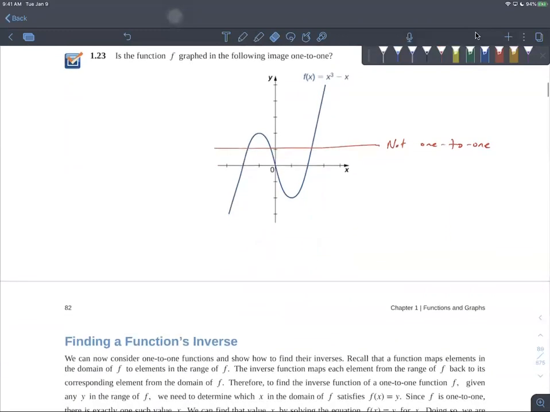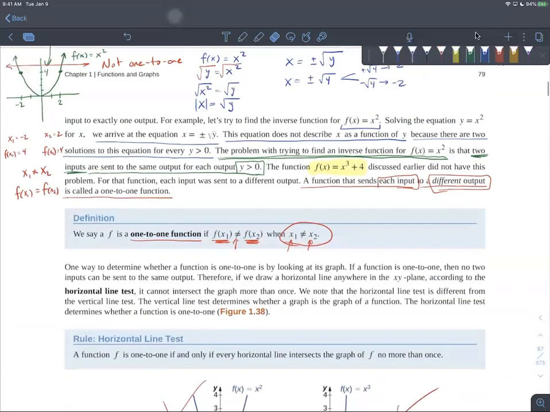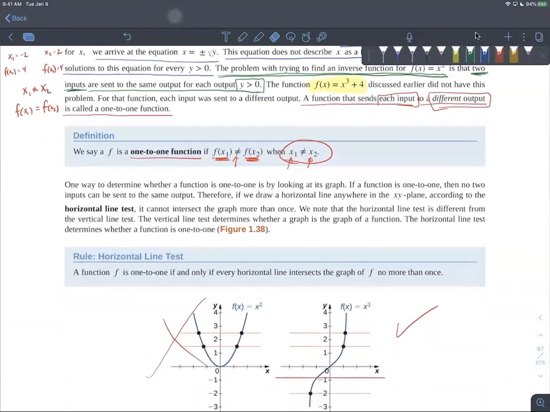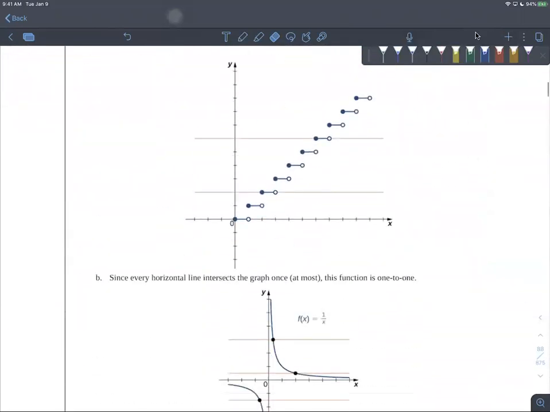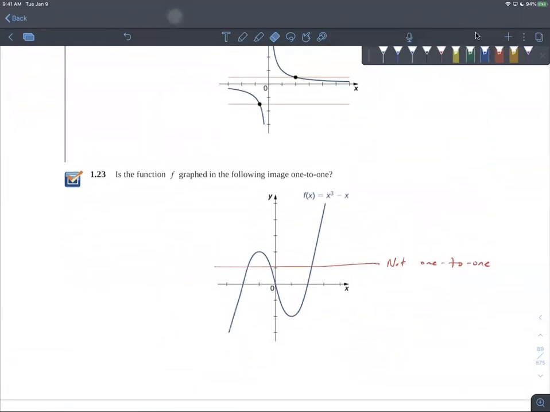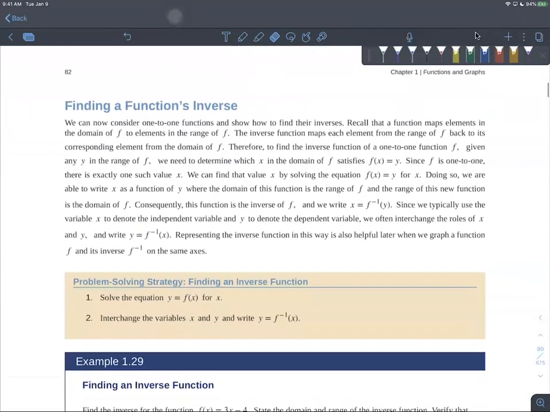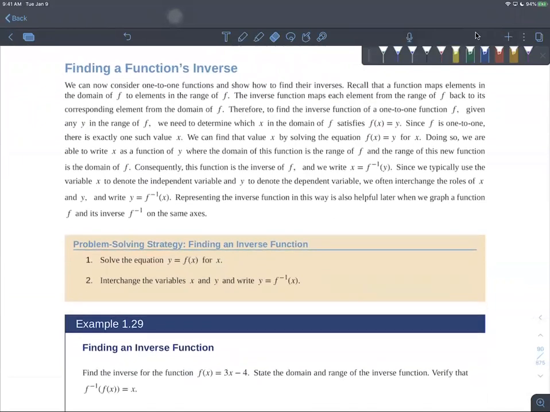Because, back to the horizontal line test, f is one-to-one if and only if every horizontal line intersects the graph of f no more than once. Kind of worded a little funny there, but that's how it needs to be worded. There is a line here that does intersect more than once, so it is not one-to-one. Okay, so how do we find a function's inverse?